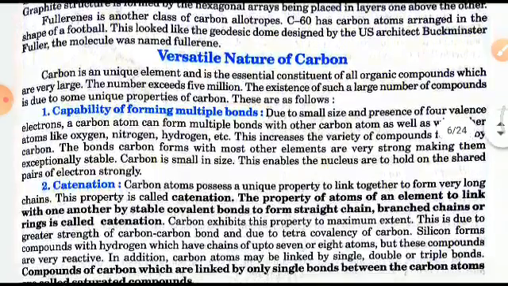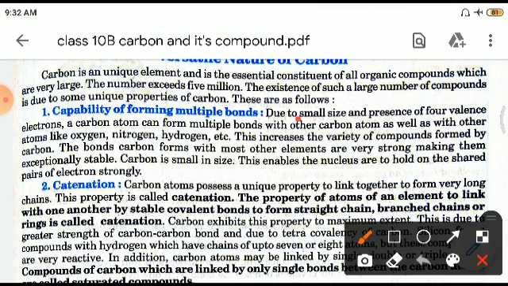Now, first of all, it has a capability of forming multiple bonds. That is because of its small size and presence of four valence electrons. This is the reason, right? So it has a small size and four valence electrons, due to which it can form multiple bonds.